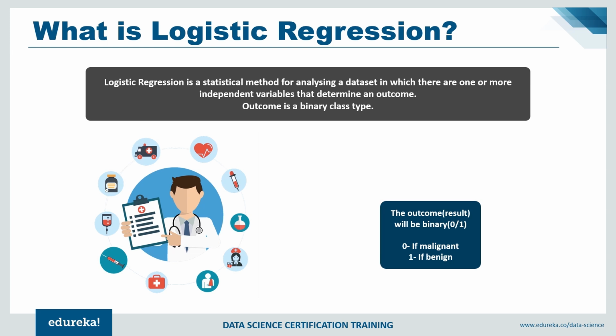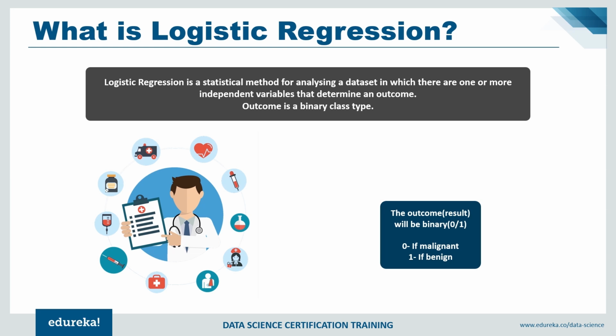Now a patient's data such as sugar level, blood pressure, age, skin width, and the previous medical history are recorded, and the doctor checks the patient data and determines the outcome of his illness and the severity of illness. The outcome will be binary, that is 0 if the cancer is malignant and 1 if it's benign.